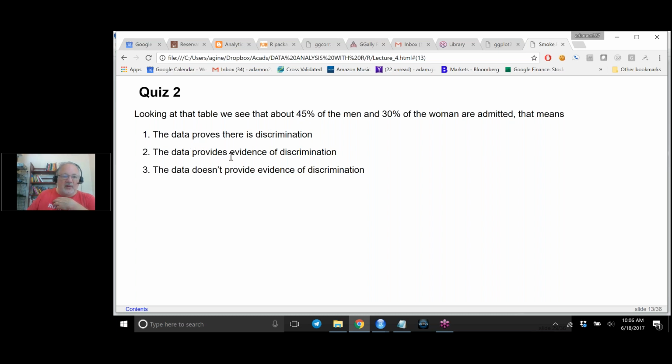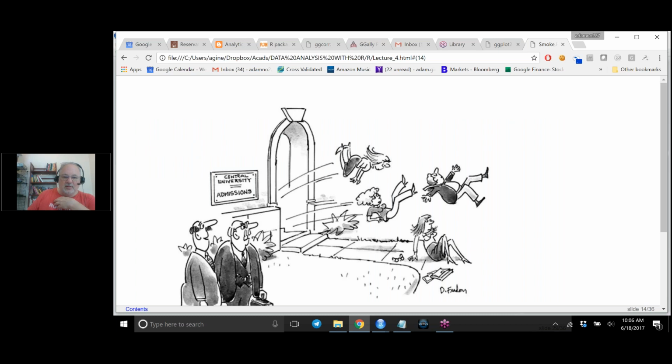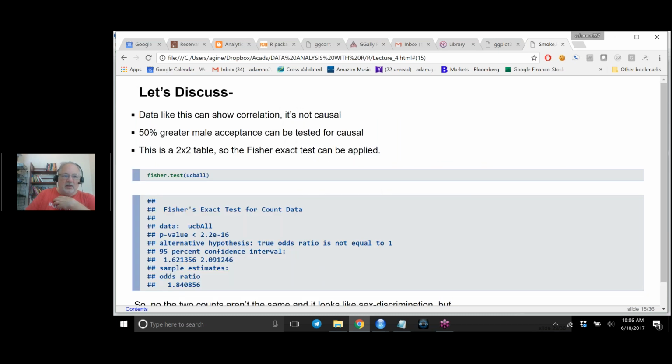So the data provides evidence of discrimination. Perhaps the better answer would have been the data provides some evidence of discrimination, as the picture shows. As I said, the data shows there's a correlation between being a man and being admitted. Now, getting back to the question I was asked, how would you test this?